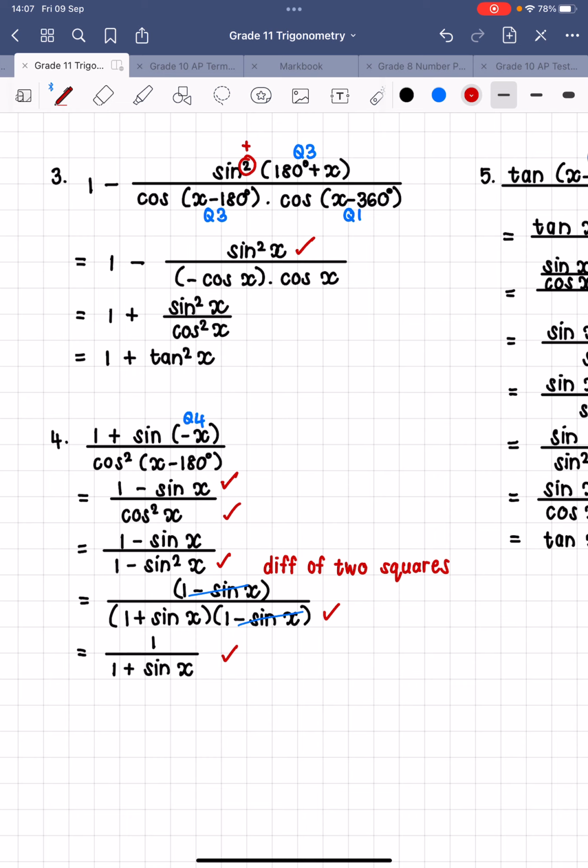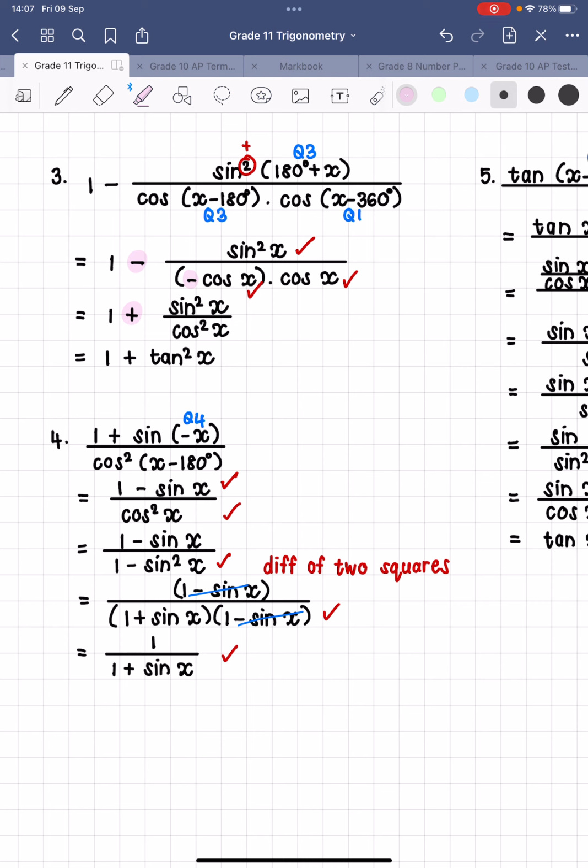If we're looking at the bottom of the fraction, x minus 180 is in quadrant 3 and cos is negative in the third quadrant. And then for the next part of the question, x minus 360 is quadrant 1, so cos is positive there. Now after that, you have a negative and another negative which go together to make a positive, because it's a negative divided by a negative or times a negative, doesn't really matter. That becomes a plus.